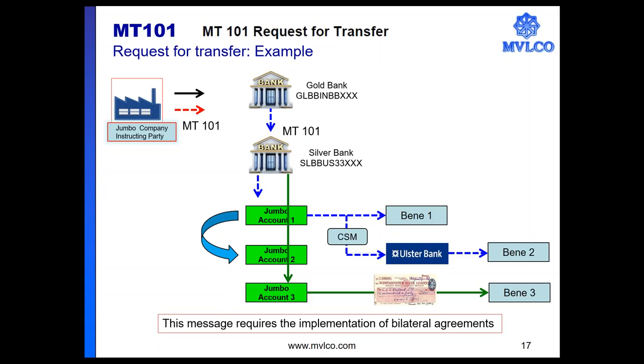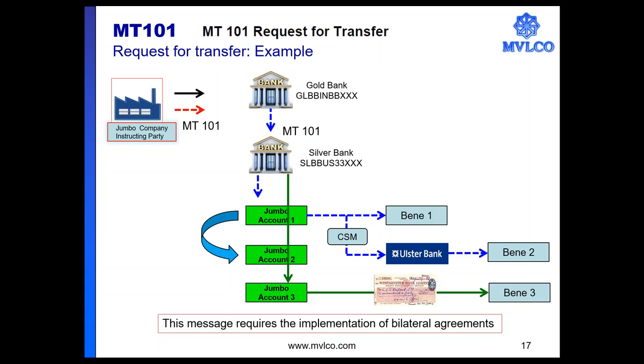This is how MT101, the request for transfer, is used to move money, to move Jumbo's money at some other banks, but the party who initiates this payment, the bank which will initiate the payment in this example, would be Gold Bank. Let us now move to the second example.